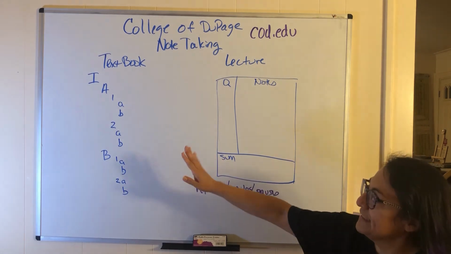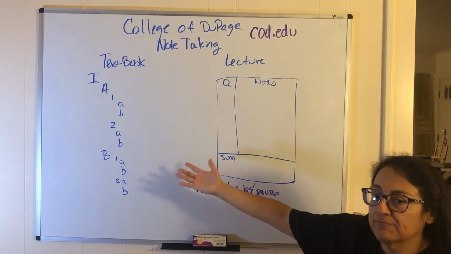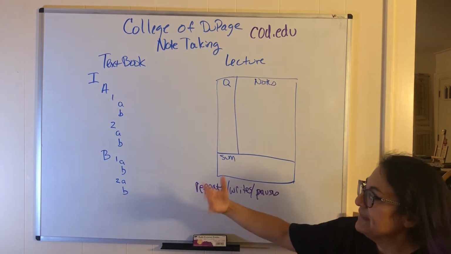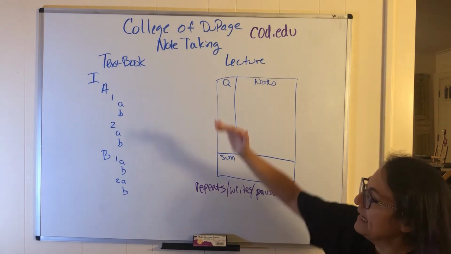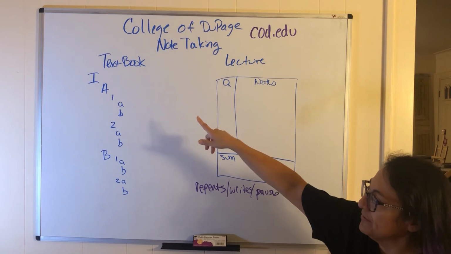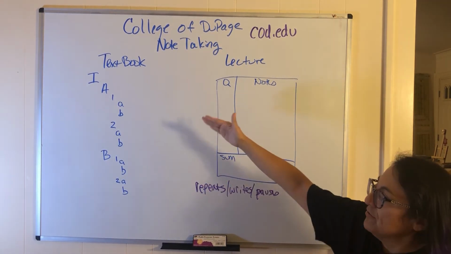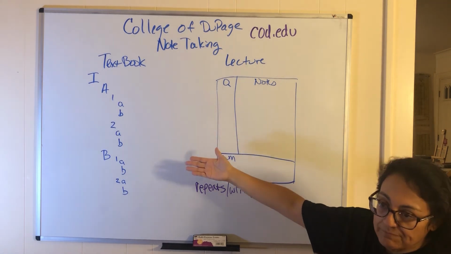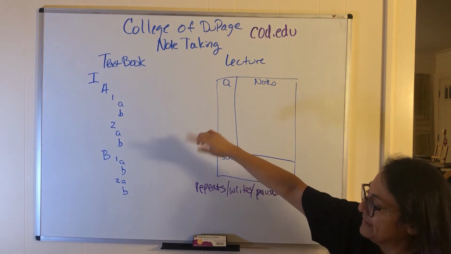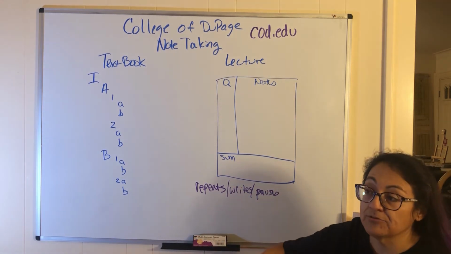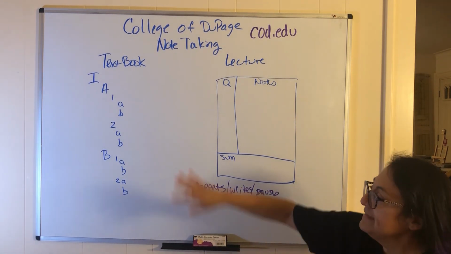Then when the class is over, you want to review your notes as soon as possible, and then you're going to fill out this column here, which is the question column. This is to help you study for the test. So for example, say they were talking about the causes of World War I, and so over here you have, like, assassination of Franz Ferdinand and whatever. Then when you get out of class, you would write down, over here in this column, what were the causes of World War I?